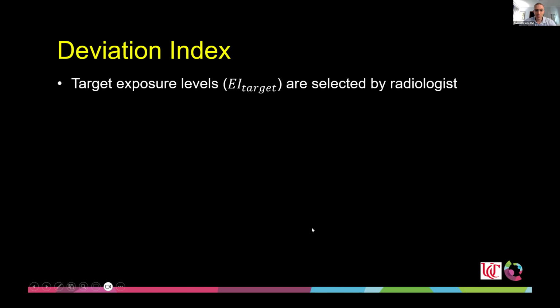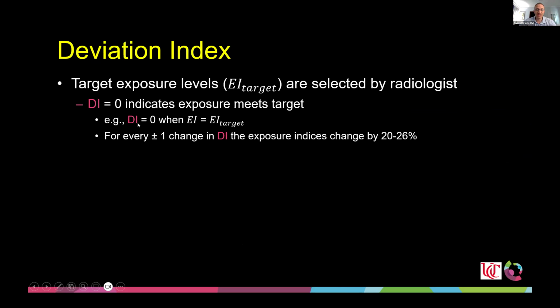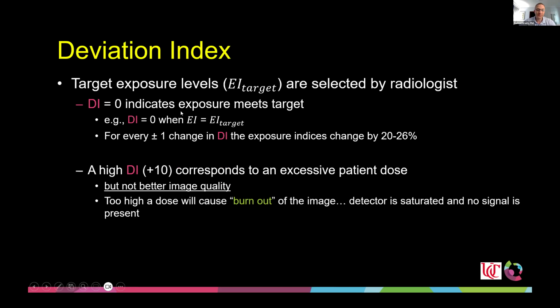Because it's a ratio, what we know is that if the DI is 0, that means the exposure you made in that moment is equal to the anticipated target. Therefore, it was perfect. And so a DI of 0 represents a good number. As the values increase, so they're positive values, that means dose goes up. And so if you see a DI of 1, that means you overexposed the detector by 20 to 26%. Or if it goes down, it's a negative, you underexposed the detector by that amount.